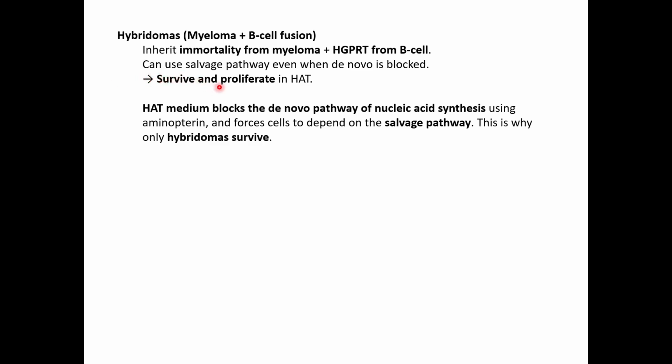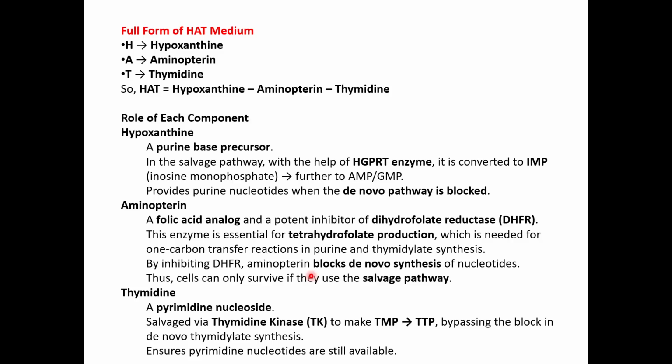So they can use the salvage pathway even when de novo is blocked. So they survive and proliferate in the HAT medium. HAT medium blocks the de novo pathway of nucleic acid synthesis using aminopterin and forces the cell to depend on the salvage pathway. This is why only hybridomas survive, and we can easily pick the hybridoma cells, which we can further use for monoclonal antibody production.